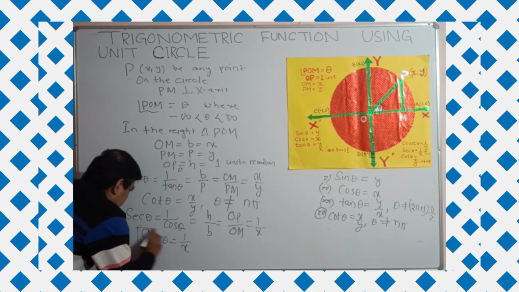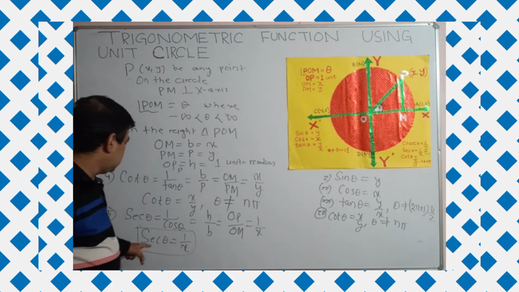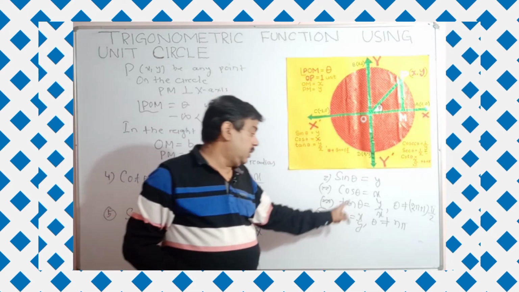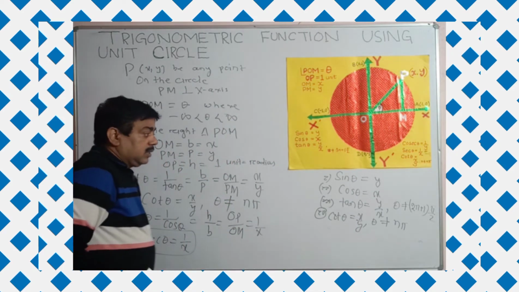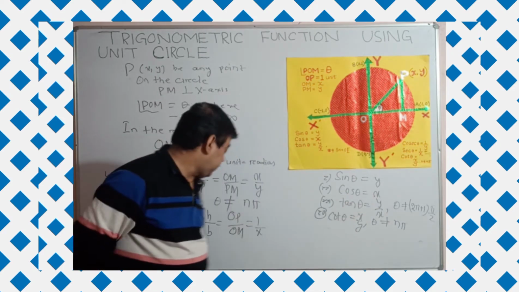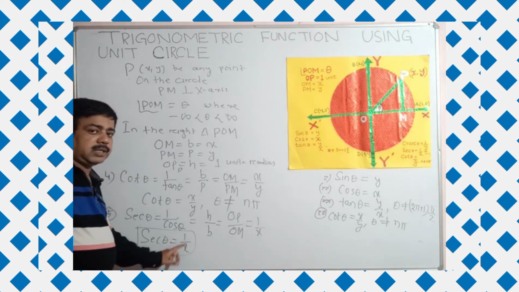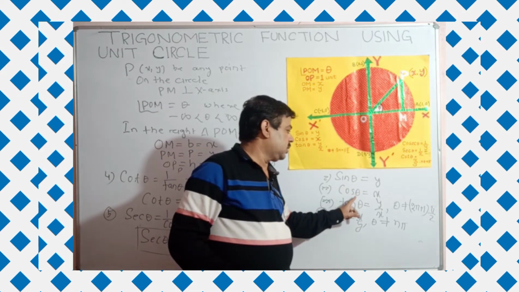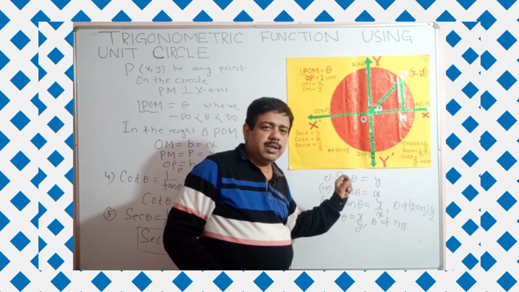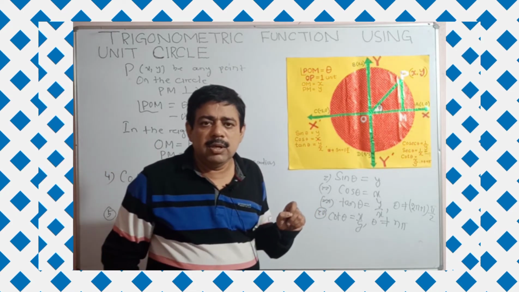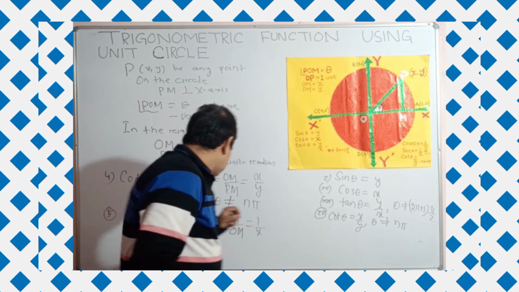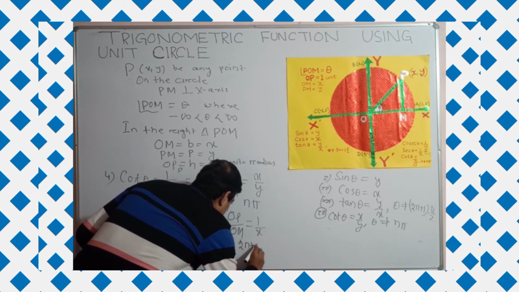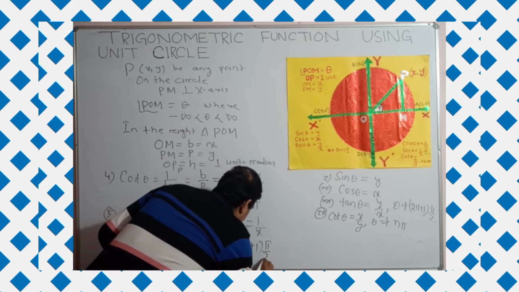And what is the condition under which sec theta is equal to 1 upon x? X should not be equal to 0. If x is equal to 0, what happens? Sec theta will be 1 by 0, and sec theta is not defined. So when x is 0, theta will be what? An odd integral multiple of pi by 2, which I just told you, meaning 2n plus 1 into pi by 2. So theta is not equal to (2n plus 1) pi by 2, where n is an integer.